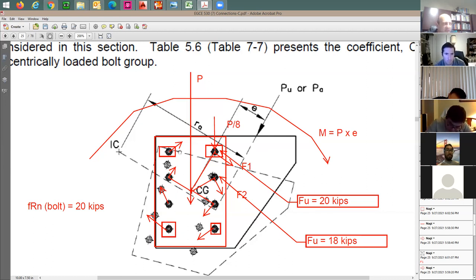So what is the strength of each single bolt? I'm going to say 20 kips. Great. But when you look here at the force distribution, you see some bolts are really hit hard, which means these corner bolts. But the inner bolts are not really hit hard.